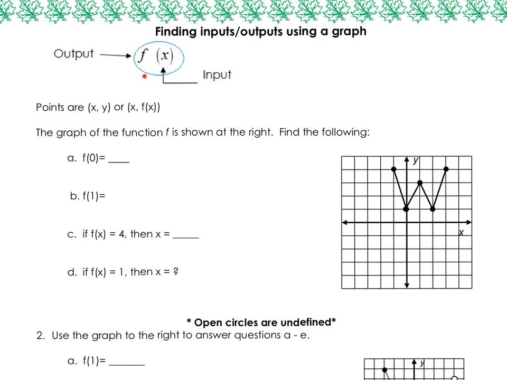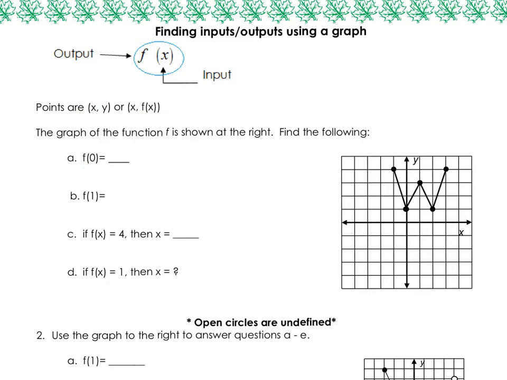That's in parentheses. The f of x, that entire part, is representing a y value. That's your output. So points are x comma y or x comma f of x. So the f of x, remember, is just another way or a fancy way of saying the y value. When you use graphs, you need to pay attention to whether they gave you an input or an output.